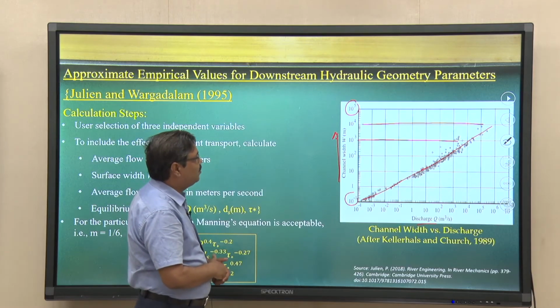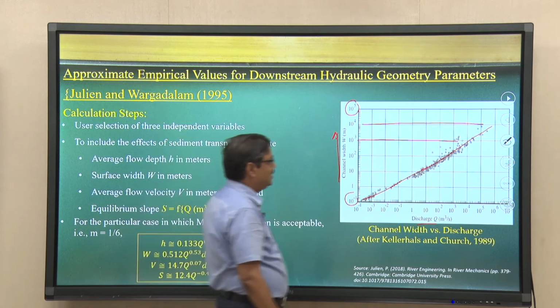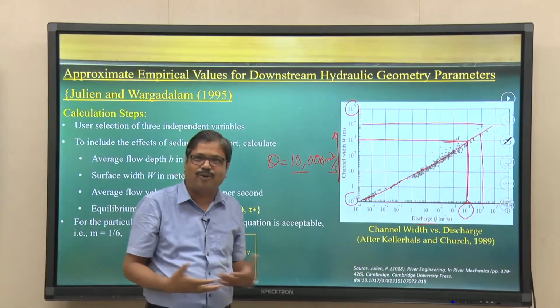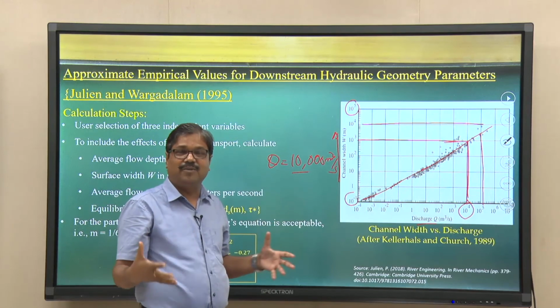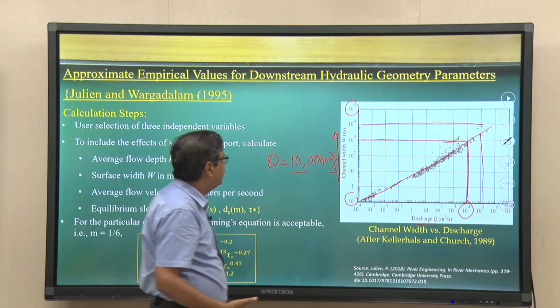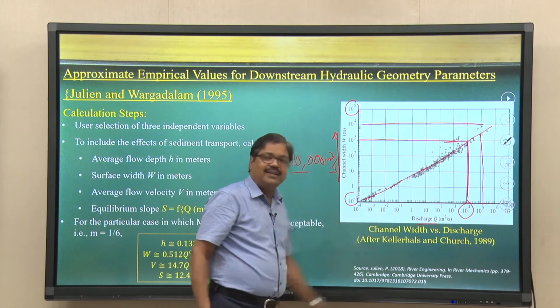So if you look at what it is indicating for discharge, look at the discharge 10 to the power 4. That means discharge can go up to 10,000 meter cube per second. This is a very good relationship and we can interpret a lot of things. These are data from rivers compiled all over the world, plotting channel width against discharge.